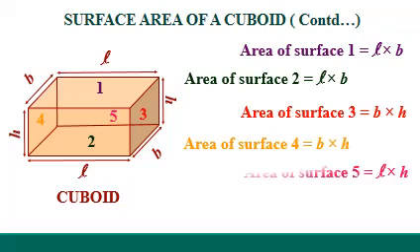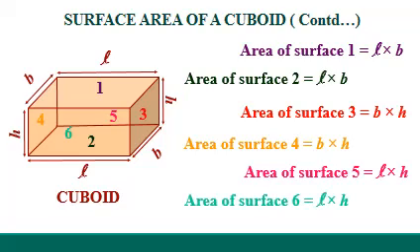Now please focus on surface 5, which is the rear one or the back one. So area of surface 5 is equal to length multiplied by height, because that surface has the two dimensions, which are length and height. Now please focus on the front surface of a cuboid, which is the sixth surface. So the area of surface 6 is equal to length multiplied by height.